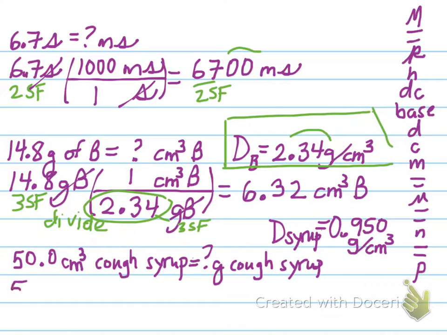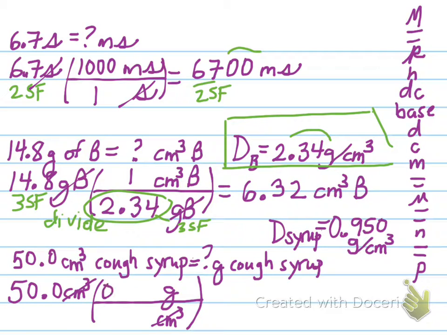So again, I start with my given, which is 50 cubic centimeters. Centimeters cubed have to go on the bottom, grams on the top. So my 0.950 goes in front of grams and 1. So this time, should I multiply or divide? Right? This time I should multiply because this number is in the numerator.